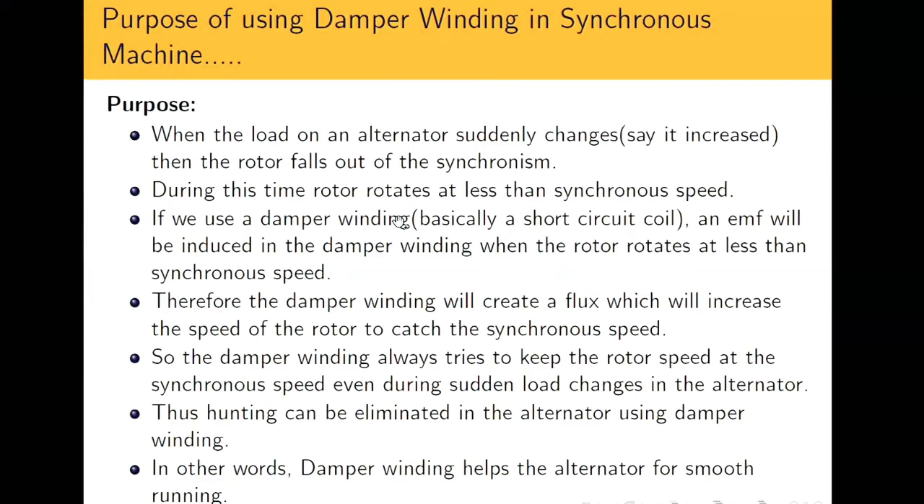Now when the load on an alternator suddenly changes, say it increased, then the rotor falls out of synchronism. We know that a synchronous machine is designed to run at synchronous speed. Synchronous speed depends upon the frequency and number of poles. Frequency is always 50 Hertz. Therefore, the synchronous speed depends on the number of poles. If it is a 2-pole machine, it is 3000 RPM. A 4-pole machine, it is 1500 RPM.